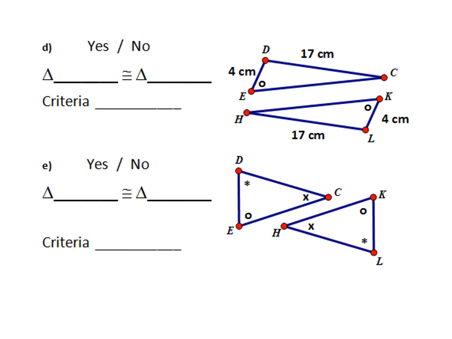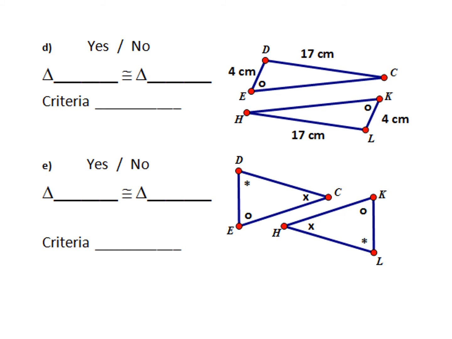And the next criteria, I have two side pairs, so the 4 and the 4, the 17 and the 17, and then I have an angle pair. So I'm thinking side-angle-side, or side-side-angle. One is a yes, one is a no. Because the angle is not in between the two sides, this is not side-angle-side.